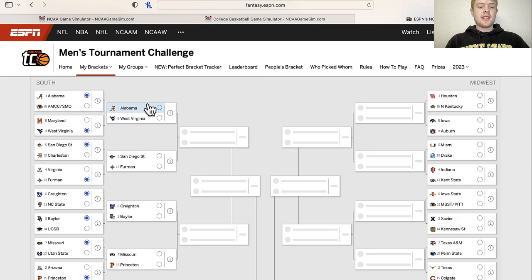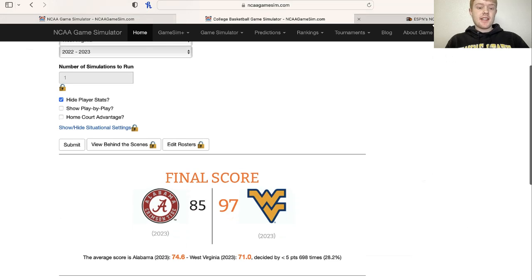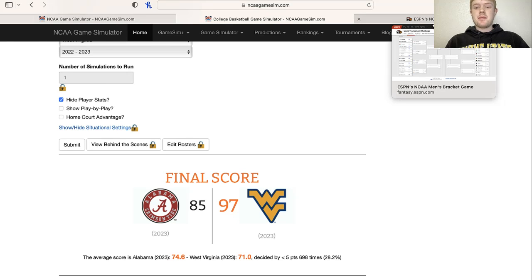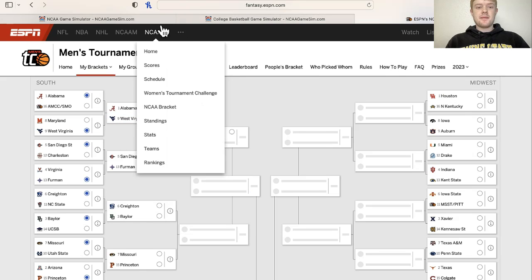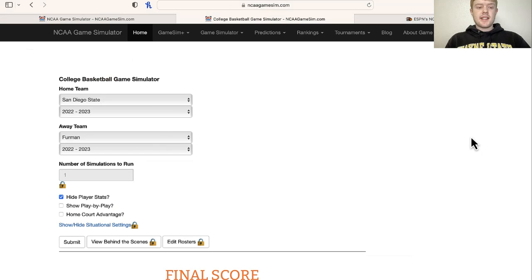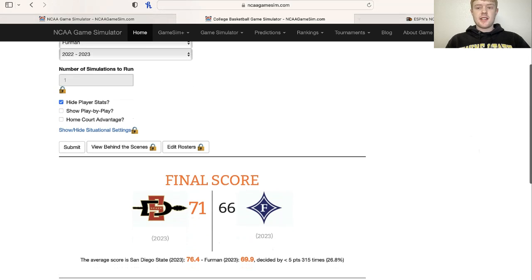So the first matchup we have is Alabama versus West Virginia. And West Virginia is going to pull off the upset, even though I do think Alabama might win the tournament. But West Virginia is going to win in the second round. On to the next matchup. So in the second round here, we got San Diego State versus Furman, and San Diego State's going to put Furman down.